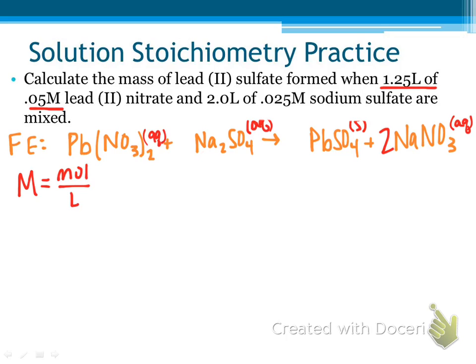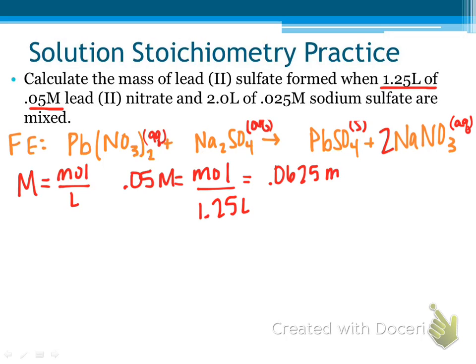All right, so if I wanted to find the number of moles of that, I would say 0.05 molar equals moles over 1.25 liters. Right? And if I want to find moles in that scenario, what do I do? I multiply 1.25 times 0.05, and I get 0.0625 moles of Pb(NO3)2.